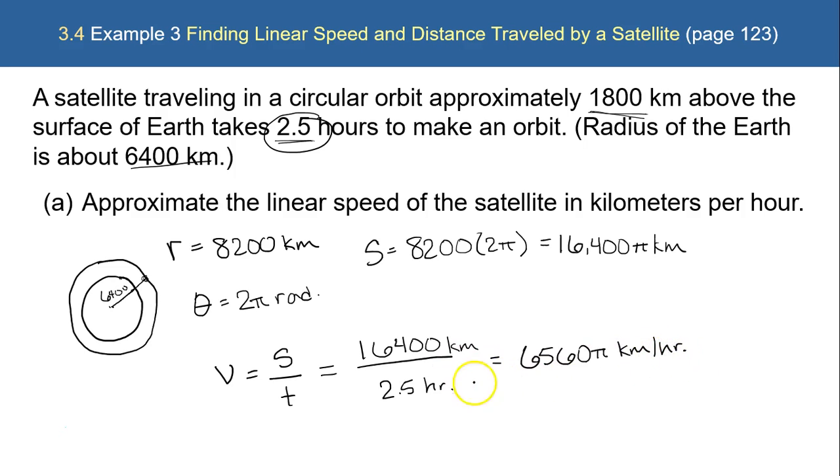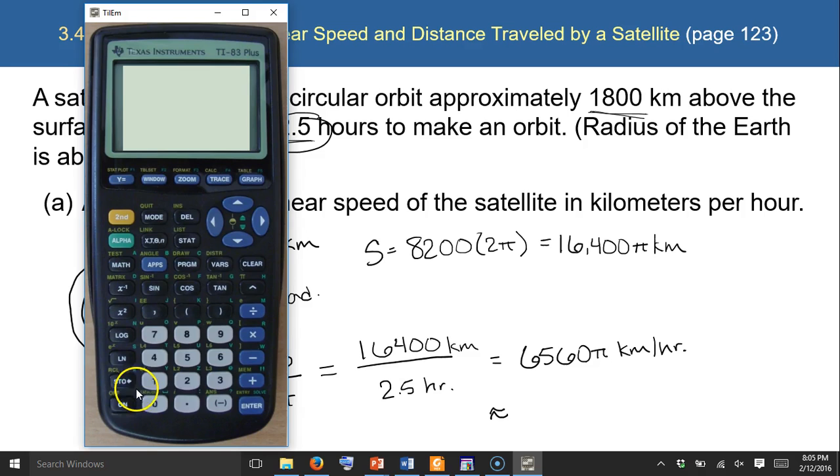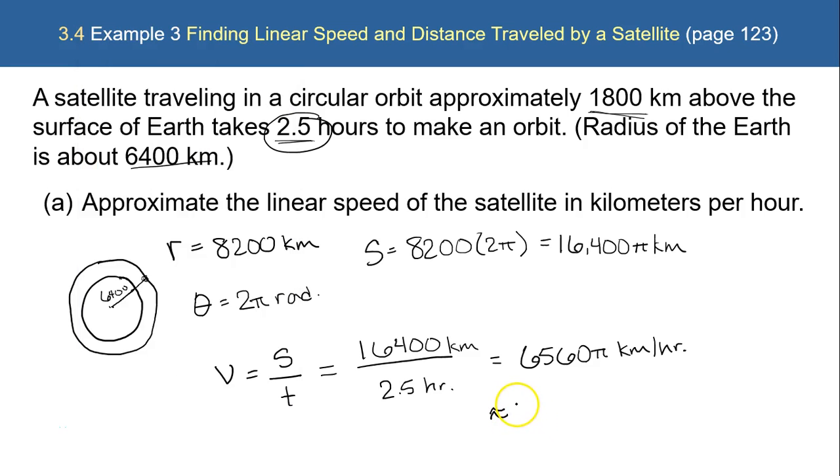Or you can say this right here. It's approximately equal to, if we multiply that pi through, let's see, I'm going to calculate that with my calculator. Okay, so let's do this together. I'm going to multiply. All right. So there is the approximate number in kilometers per hour. I'm going to write that down. 20,609 kilometers per hour.